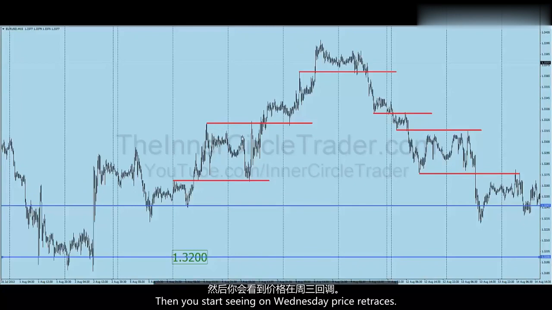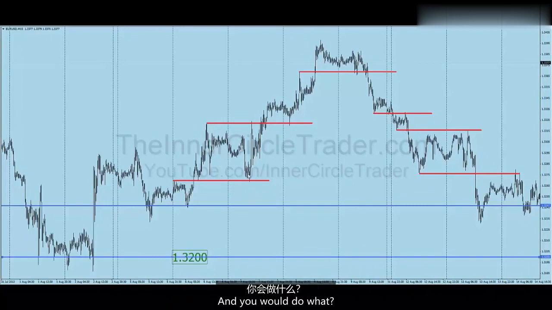Then you start seeing on Wednesday price retraces, okay, and you would do what? Expect it to find support where? Here. But now watch what happens.